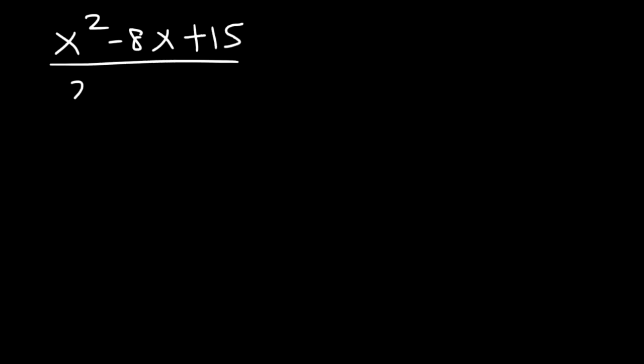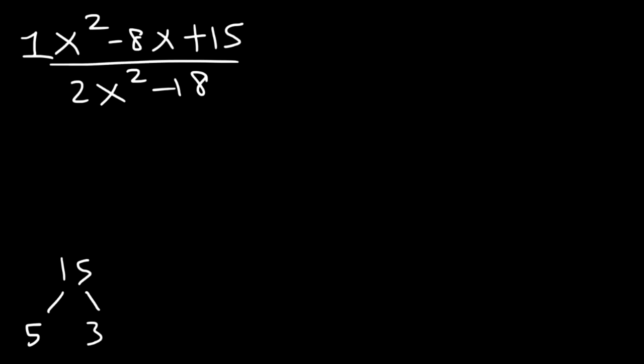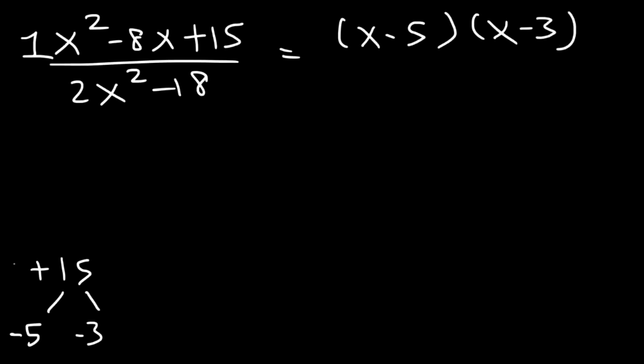Try this problem. x squared minus 8x plus 15 divided by 2x squared minus 18. So let's factor the trinomial, which has a leading coefficient of 1. What two numbers multiply to 15 but add to the middle coefficient, negative 8? We know that 5 times 3 multiplies to 15, but adds up to positive 8. So we need to make it negative 5 and negative 3, because they still multiply to positive 15, but this time they add up to negative 8. So it's going to be x minus 5 times x minus 3.